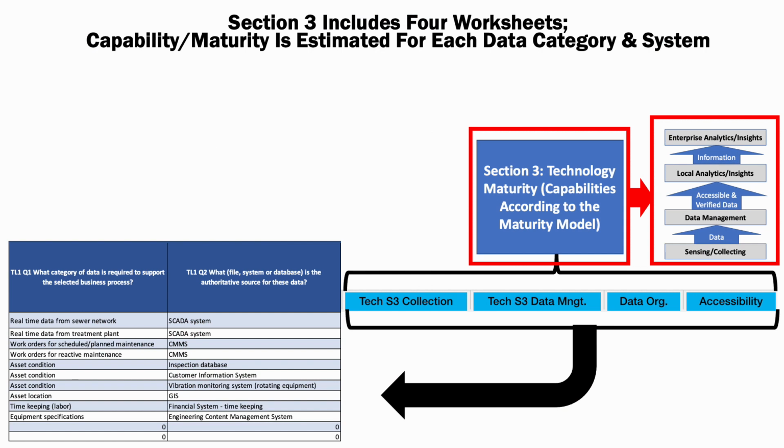In Section 3, columns collect information about technology maturity or capability for each category of the required data and the authoritative systems that have been defined in Section 1. The 4 worksheets in Section 3 are roughly aligned with the technology maturity model.